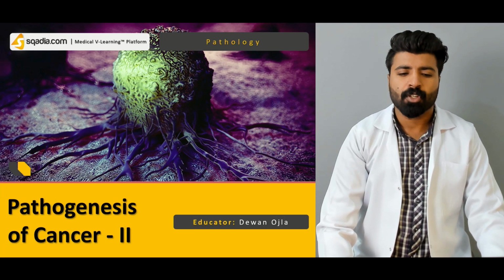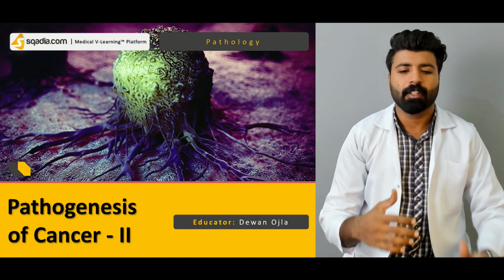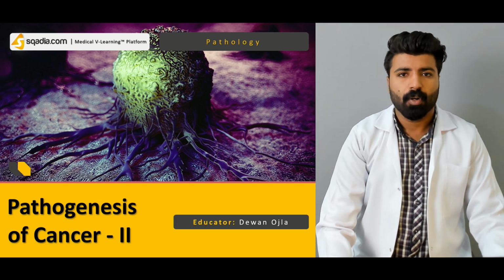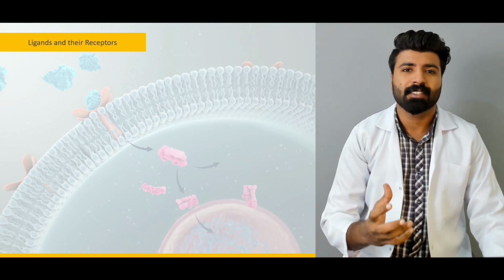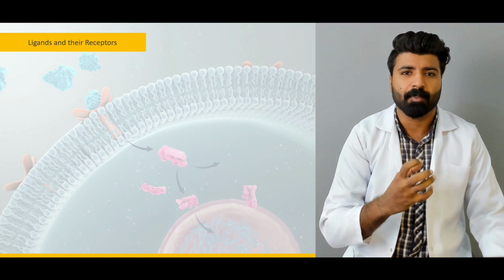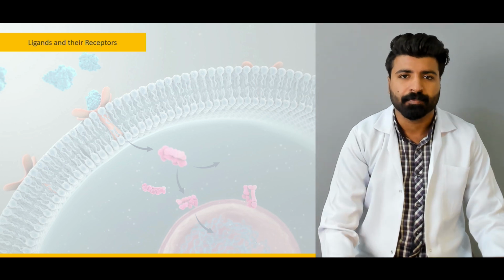So with the continuation of pathogenesis of cancer, we're going to start with what we learned already, and then correlate it with the pathogenesis of cancer that we're going to learn from now on. From here on, we have the ligand and receptor functions. How do ligands attach to the receptors, which ligands attach to which receptors, and how do we differentiate them on the basis of their mechanism of action?